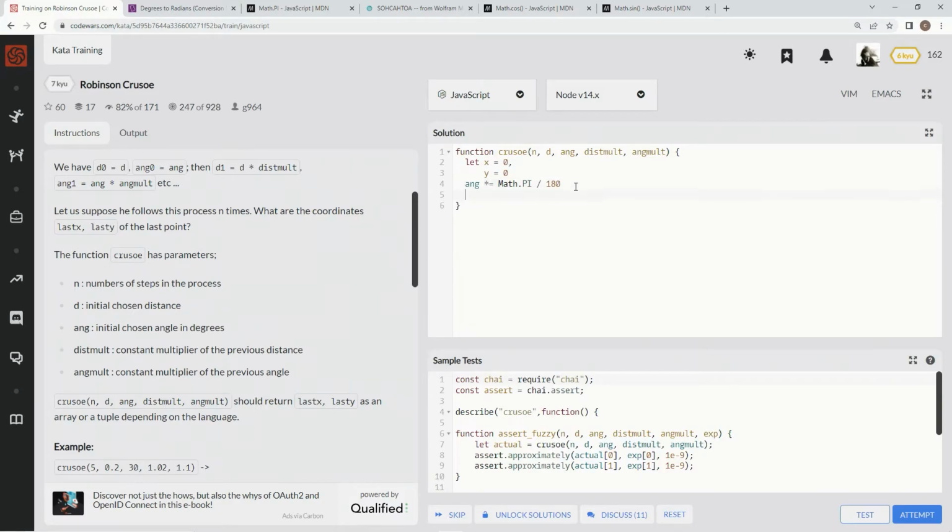Now we're going to do a while loop, and we're going to say while n, the number of steps we're going to take, is greater than 0, we're going to do some stuff. And what we're going to do first is add to the x the distance times Math.cos of the angle. On the first one x is going to be 0.